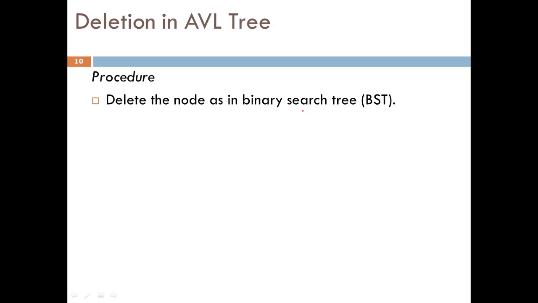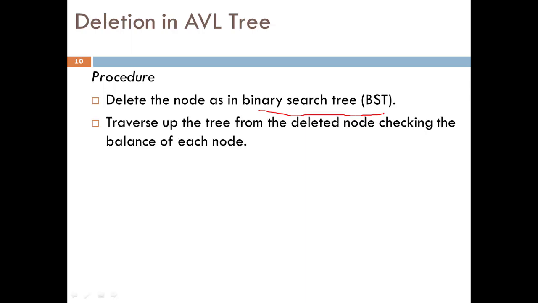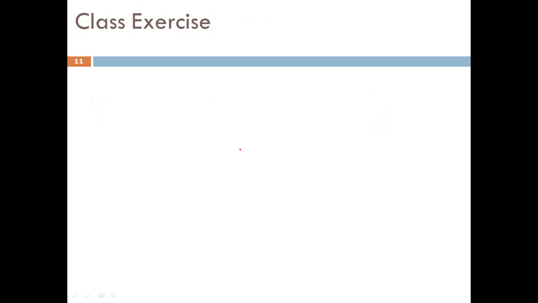Delete the node as in binary search tree, BST. Keeping in mind the principles of the binary search tree, we delete the selected node, traverse up the tree from the deleted node, checking the balance of each node like we did in the previous example, and then making the rotations if necessary.